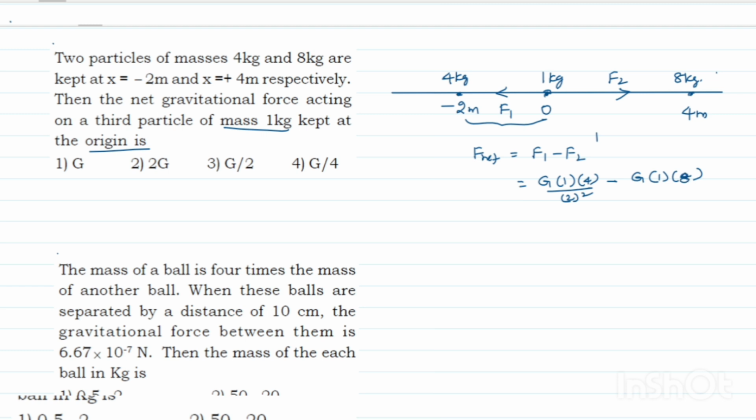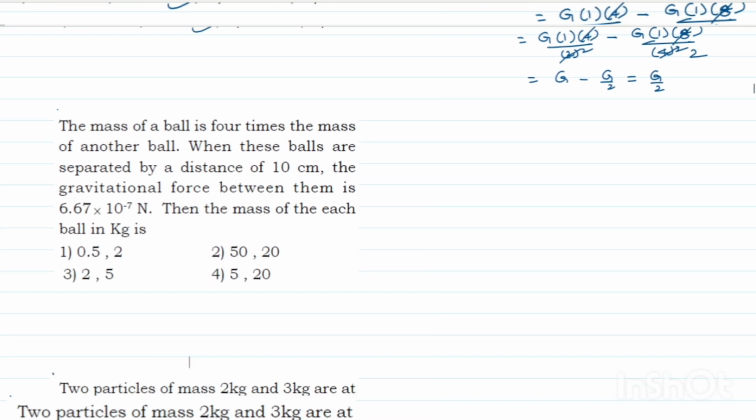Sorry, this is an 8 kg we will be getting, and here the distance of separation will be 4, so we get 4 square. When you take common, this is 4 by 4, here it will get cancelled, and here this is 8 by 4, 4 that 16. So here 8 one times and here 8 two times it's going. So here we will be getting G minus G by 2. So the answer, the net gravitational force, will be G by 2. So this is the correct answer.